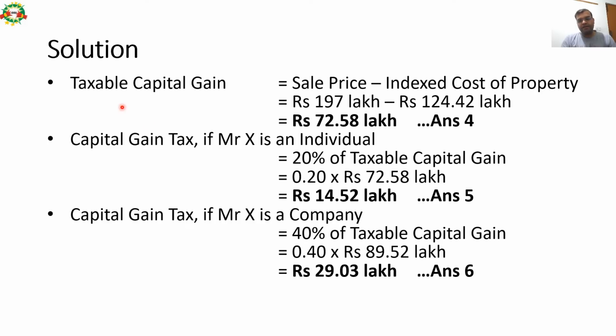Taxable capital gain is sale price minus total index cost. Sale price has been given in the question; we have given this in the last slide. So that means 197 minus 124.42 is equal to 72.52 lakh, which is the taxable capital gain on the property. If Mr. X is an individual, then 20% of this amount has to be paid in the form of capital gain tax. It is equal to 14.52.